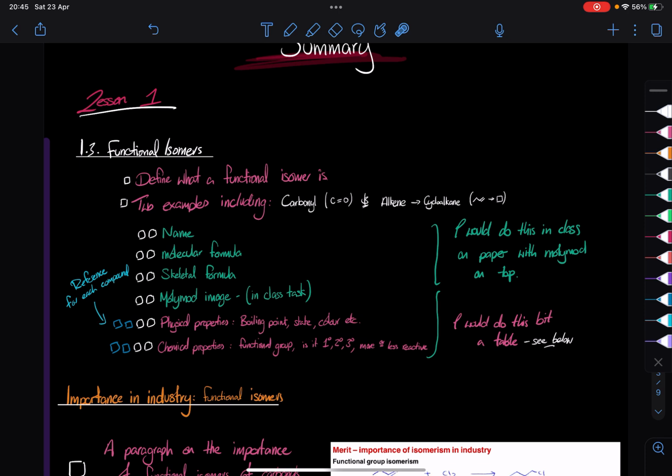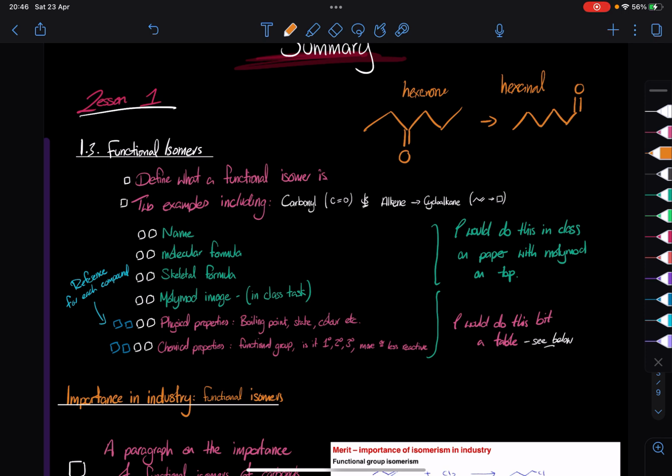To give you an example of that, a carbonyl example could be something like this. Here I have a ketone, I have hexanone, and an isomer of that would be this one, and that's my aldehyde, and that's hexanal. So that's hexanone, and that's going to be hexanal. All right, they are functional isomers.